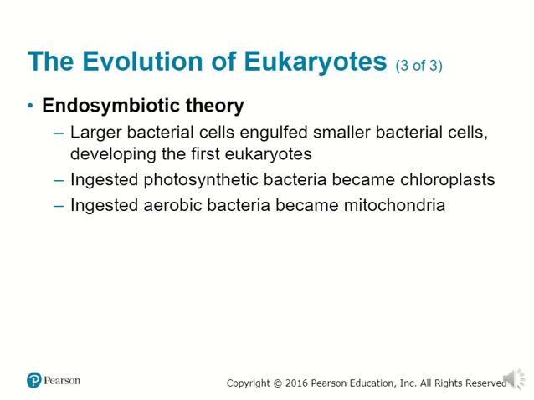Here, the endosymbiotic theory is essentially cells that came together. There were larger bacterial cells that engulfed smaller bacterial cells, which developed the first eukaryotes. Now, it's believed that ingested photosynthetic bacteria are what became chloroplasts in plant cells, and ingested aerobic bacteria are what became the mitochondria in all eukaryotic cells.